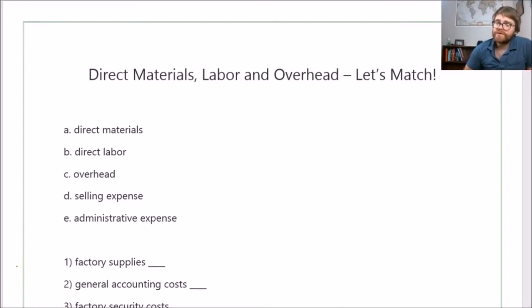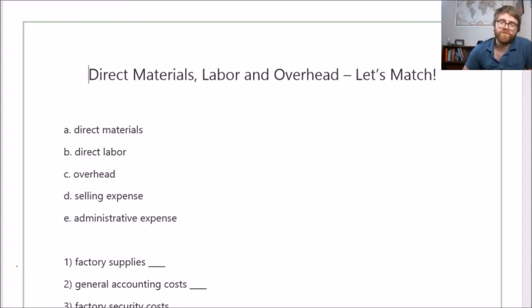So direct materials, labor, and overhead. The three most essential costs in this class. Those three components make up a product. You have to know how they work. And so I'm going to give you a ton of examples to understand what is considered a material, what's considered a labor, and what's considered overhead.